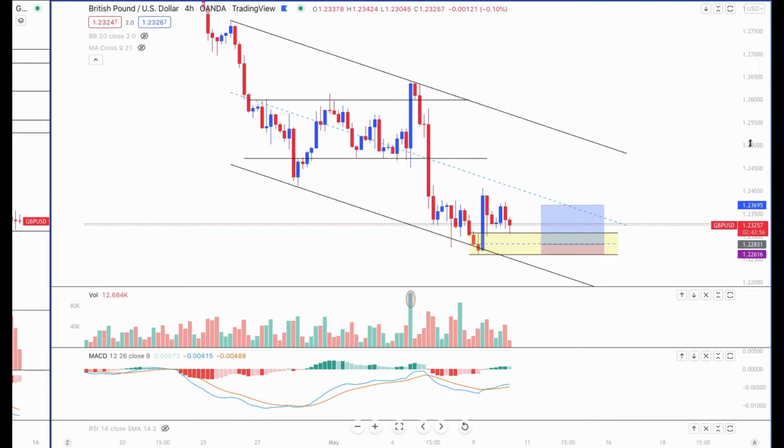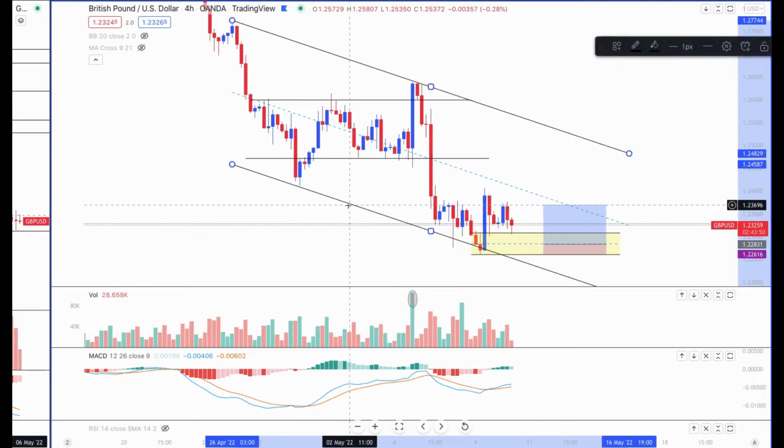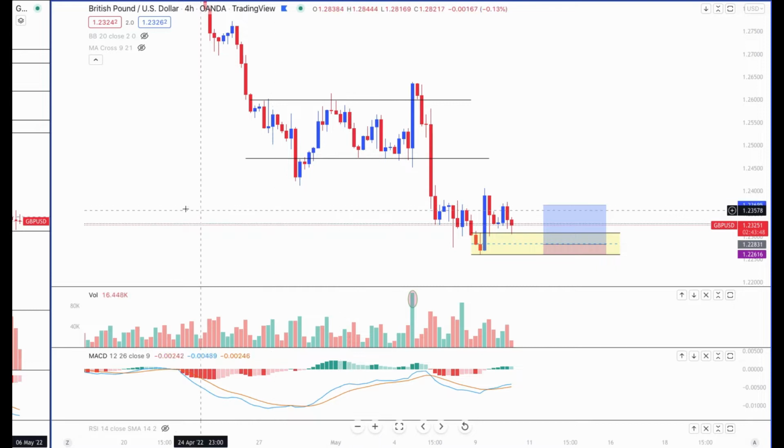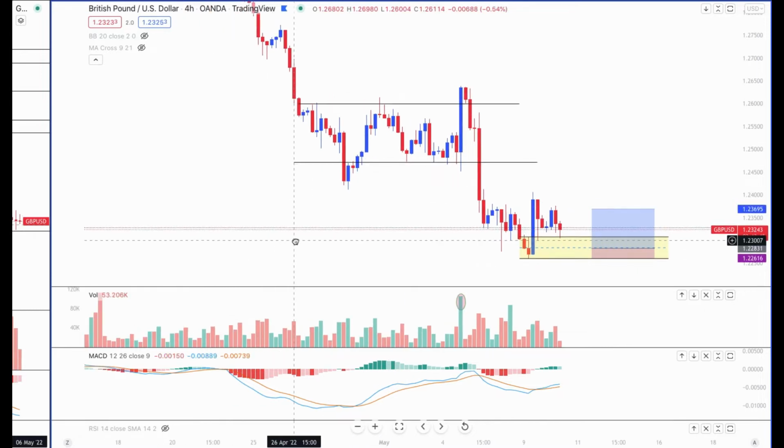Let's jump into this chart. So we see nothing but bearish movement. Let's take away this descending channel and look at this. This is what I want to discuss, right? The concept of a fake out. So what are we looking at?